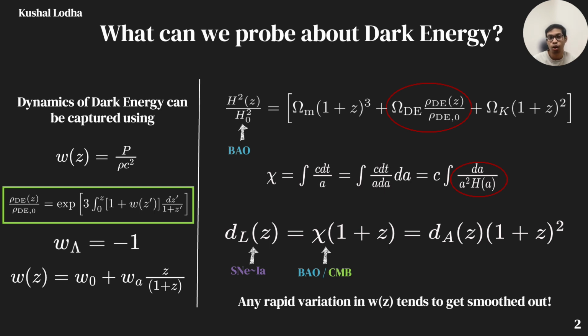Once we specify w(z), we can integrate to obtain the dark energy density as a function of time. You can plug that dark energy density into the Friedmann equation to compute the expansion history. It's important to keep in mind, though, that we do not measure dark energy density directly, but infer it from quantities like the Hubble parameter or cosmological distances, which involve the integral and double integral of the equation of state. So any rapid variation in the equation of state tends to get washed away when we look at the observables.